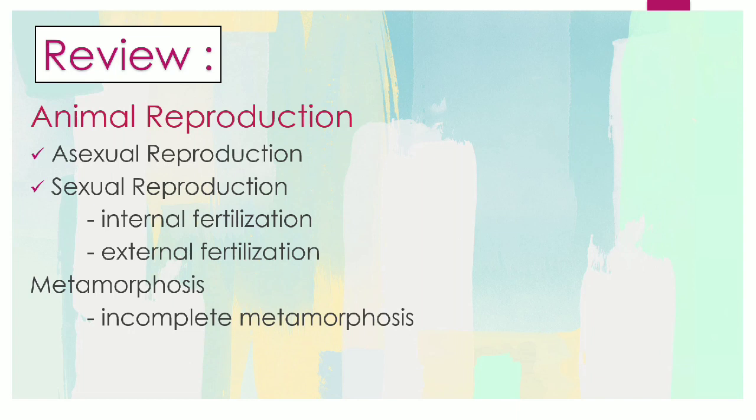First one is incomplete metamorphosis. Incomplete metamorphosis has three stages. The first one is egg, second, nymph, the third one is adult. And the second type of metamorphosis is complete metamorphosis, and it has four stages. First, egg, second, larva, third, pupa, and the last one is the adult stage.